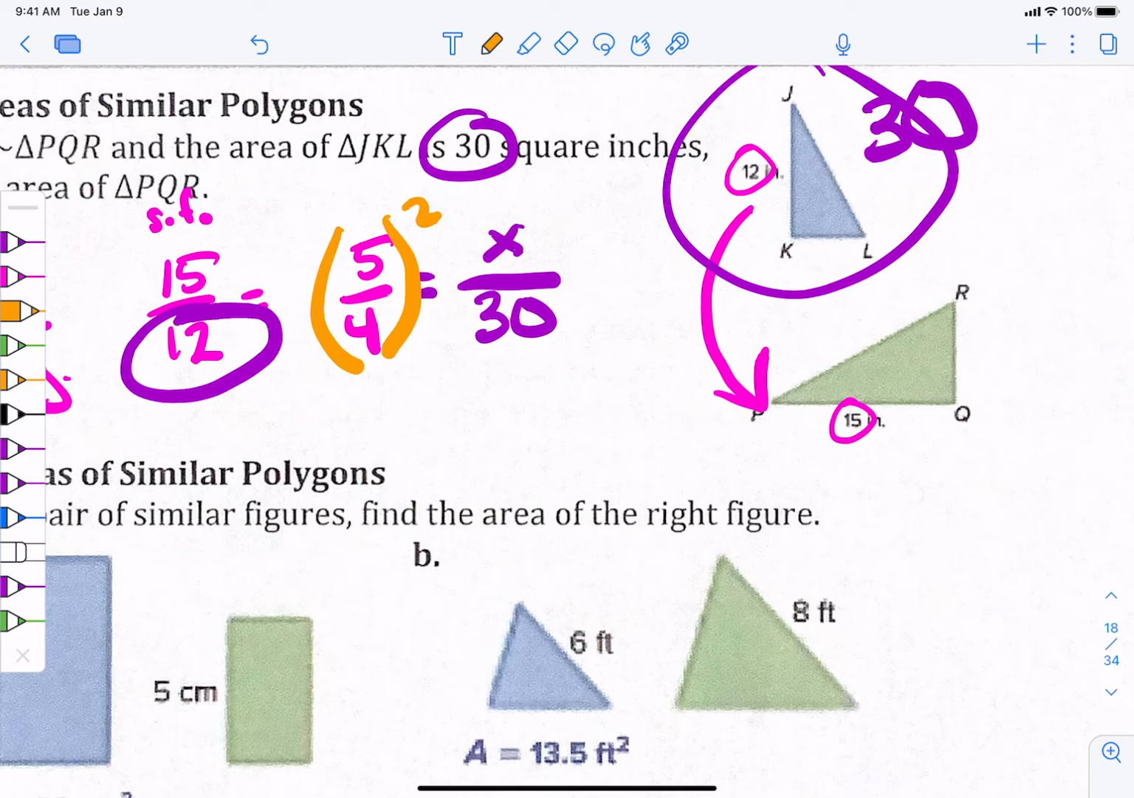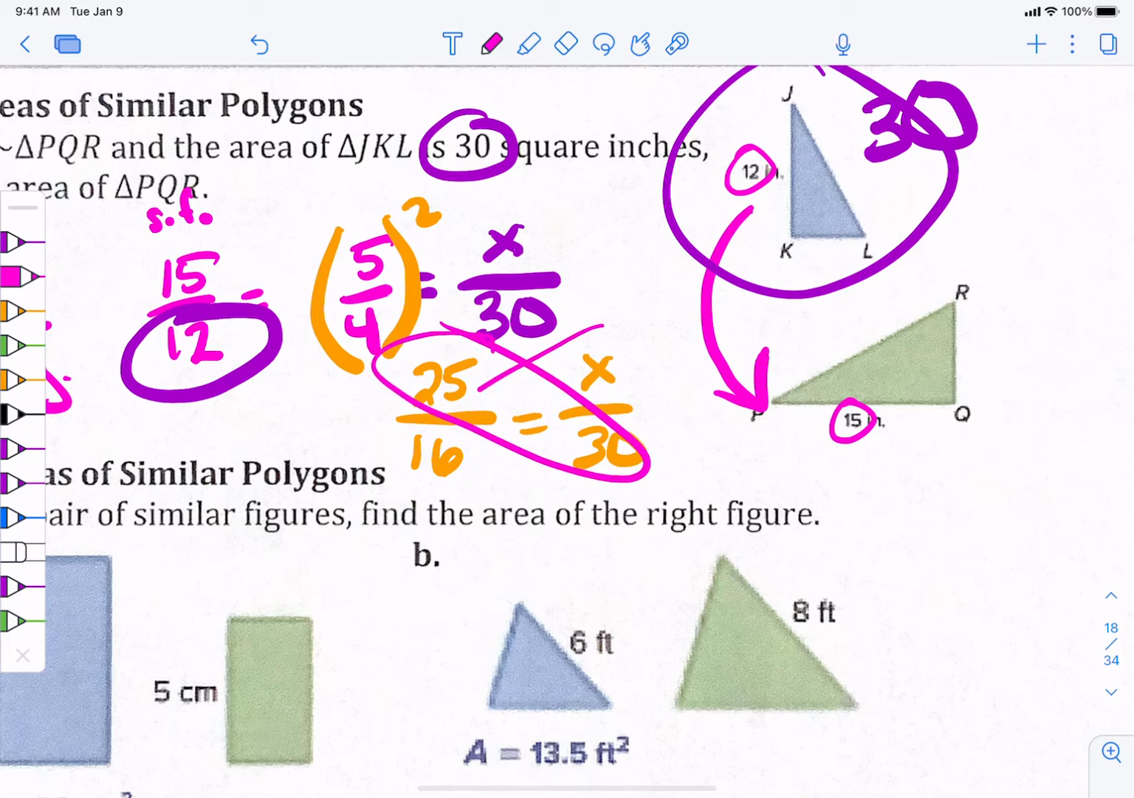Okay, so what is 5 over 4 squared? It's 25 over 16. 5 squared is 25, 4 squared is 16, equals x over 30. And then we just cross multiply and divide. So 16x equals, what's 25 times 30? 25 times 3 is 75, so 750.